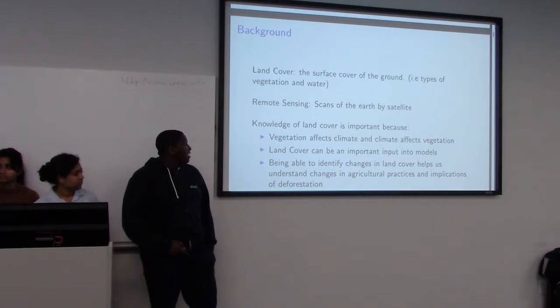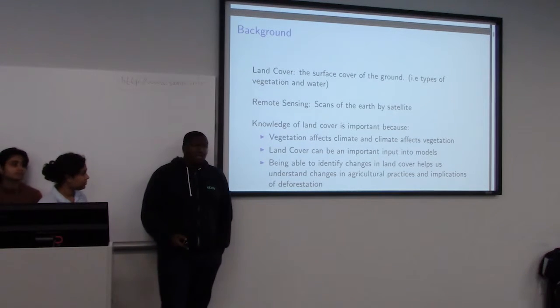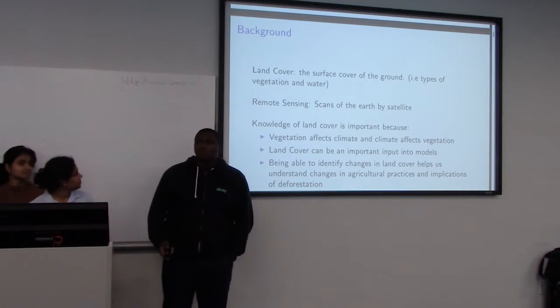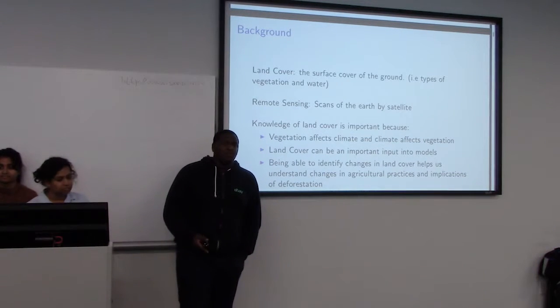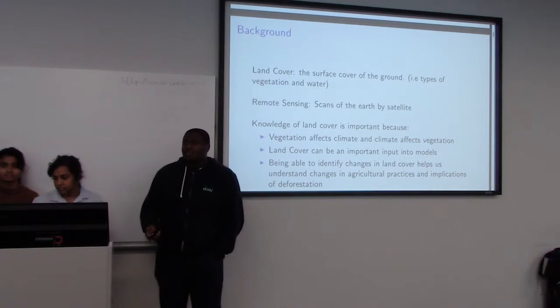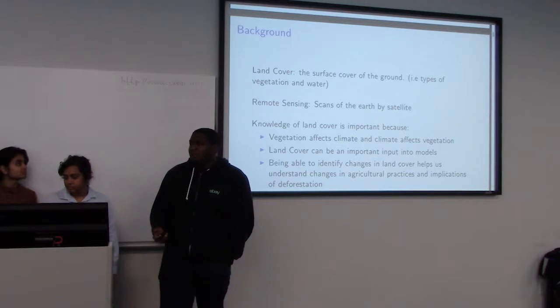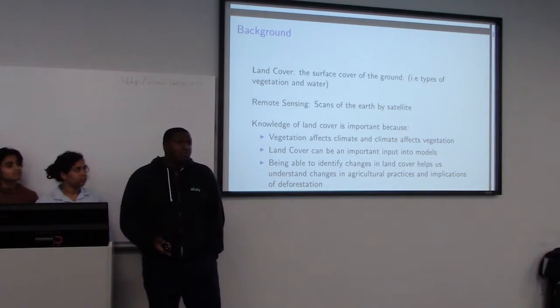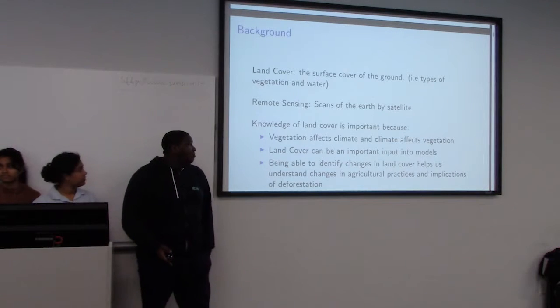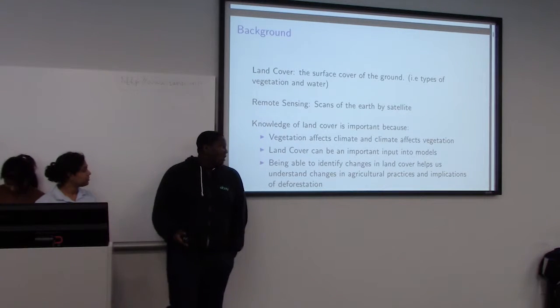And we're interested in the knowledge of land cover because vegetation affects climate, and climate affects vegetation. So what we mean by this is, for example, if you consider an area that has moderate to high temperatures and an abundant amount of rainfall, typically you will see a lot of plants in that area, right?